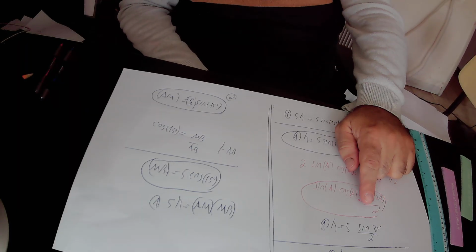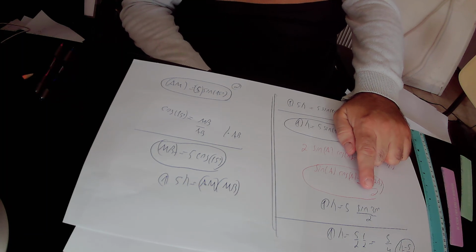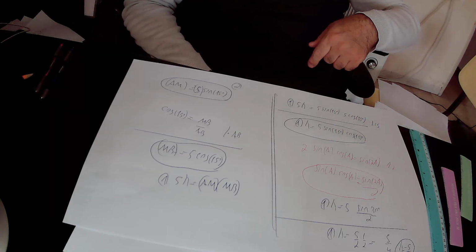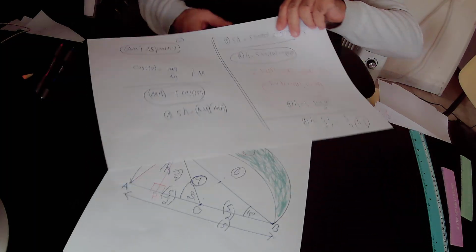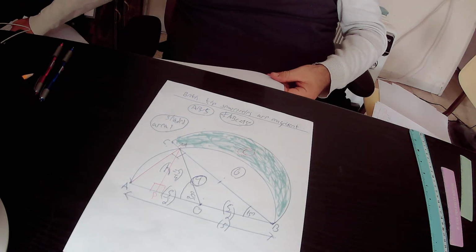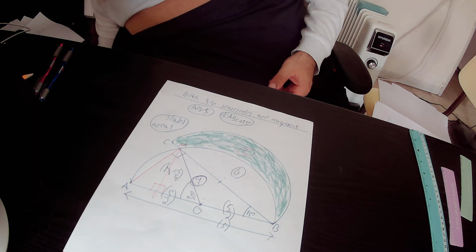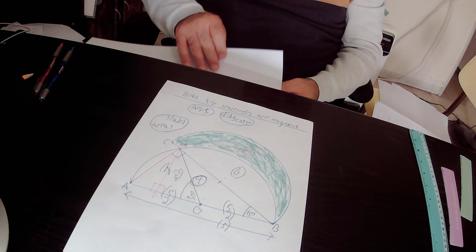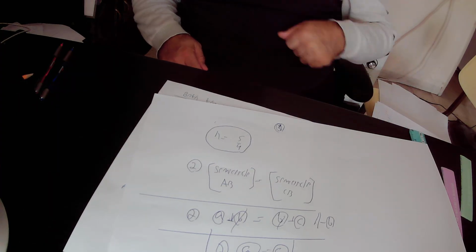So h equals 5 times sine 30 degrees over 2. Since sine 30 degrees is 1 over 2, h equals 5 over 4. So again, h equals 5 quarters.